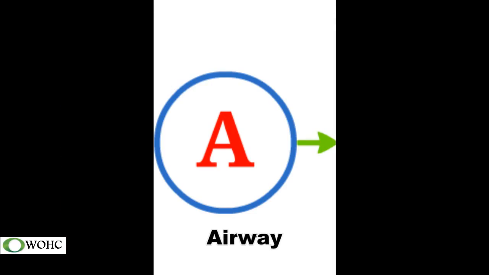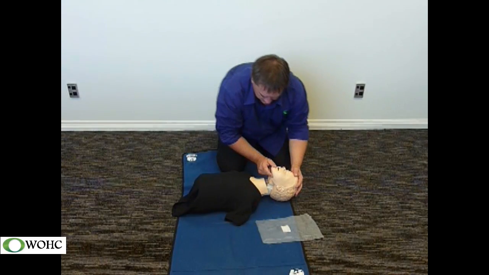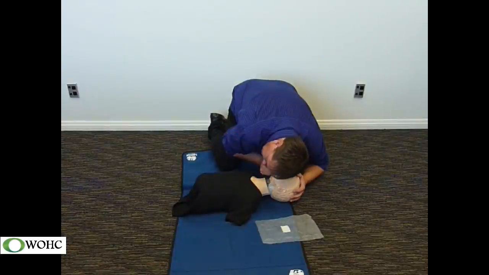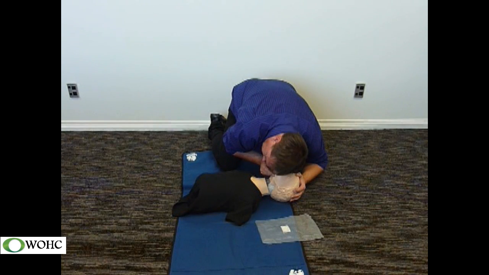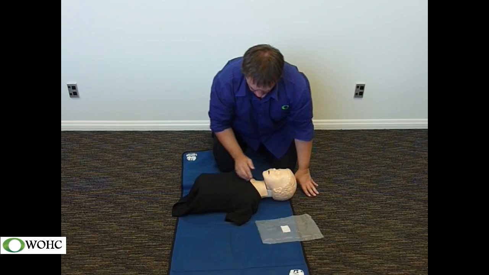Open the airway in the same manner as the adult. One hand on the forehead, one on the chin. Tilt their head back. Look for breathing by look, listen, feel. Look at their chest, listen with your ear, feel with your cheek. If there's no breathing after a few seconds, you'll need to move on to the C for CPR.